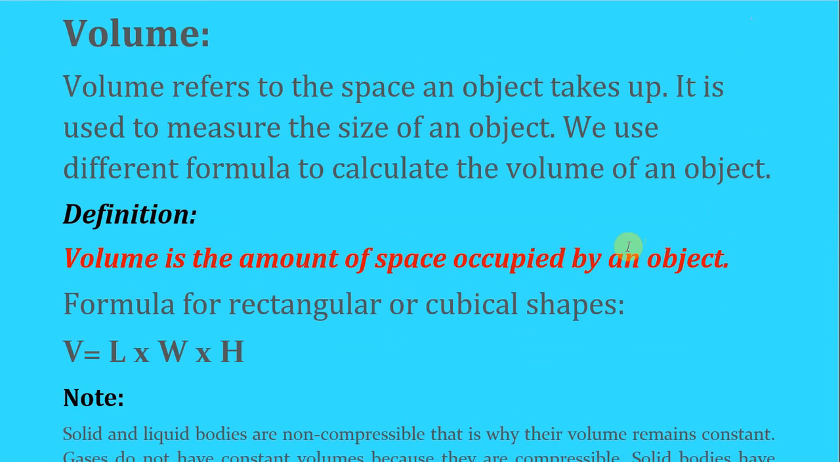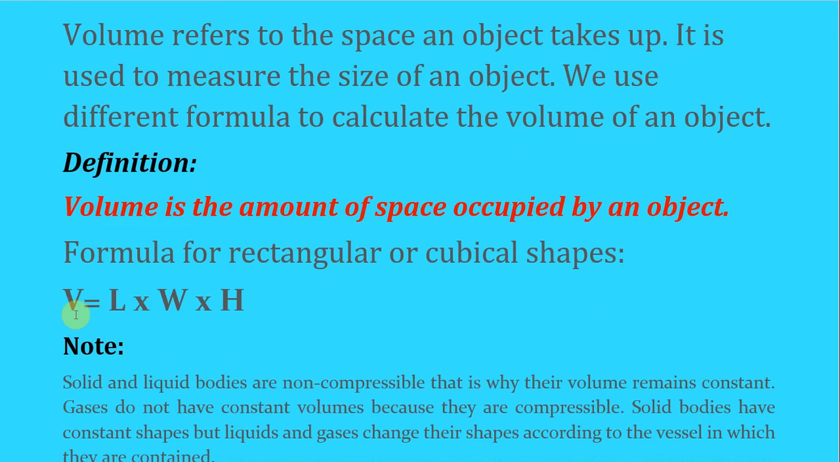For circular shapes we use a different formula. For cylindrical shapes we use a different formula. And for rectangular or cubical shapes we use this formula: volume is equal to length times width times height.